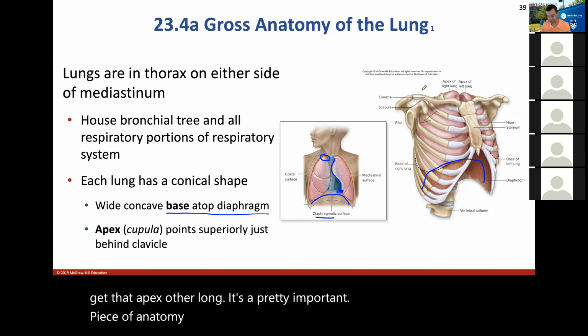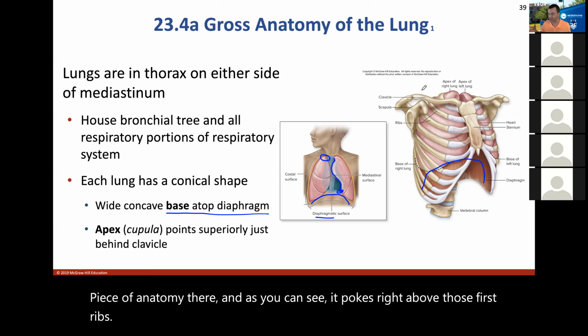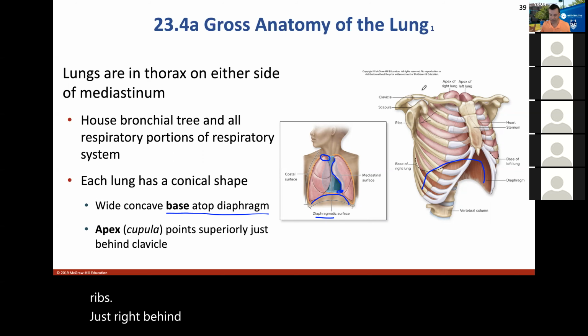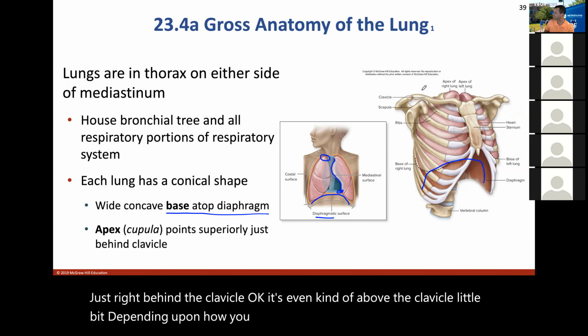And as you can see, it pokes right above those first ribs, just right behind the clavicle. Okay, it's even kind of above the clavicle a little bit, depending upon how you get the tube angle when you take an x-ray.